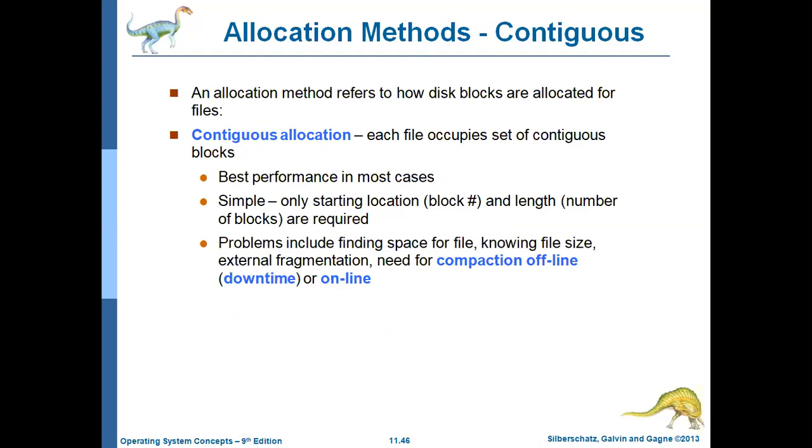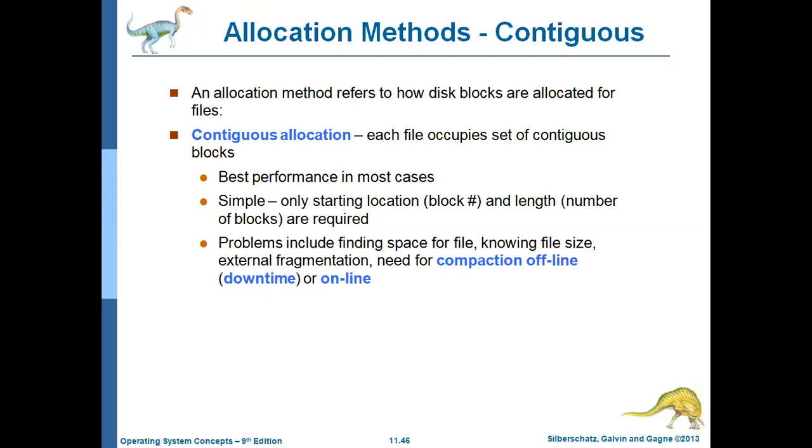One is contiguous allocation. What do you mean by contiguous? One after another. Each file occupies a set of contiguous blocks. It says, I want these three blocks, that's all. It gives the best performance in most cases, and it's even simple. You have your starting location, you know the length, and you can straight away fix these contiguous allocations.